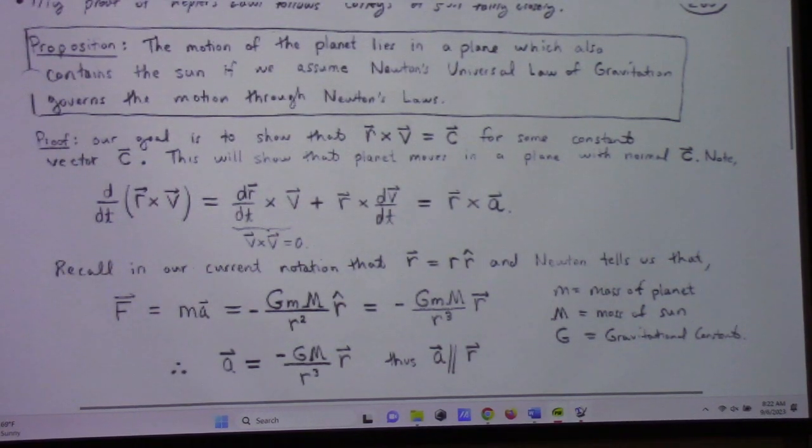Anyway, the motion of the planet lies in a plane which also contains the sun if we assume Newton's universal law of gravitation, which governs the motions through Newton's laws. Let's see how that goes. So if r is the position of the planet and v is the velocity of the planet, what happens when we differentiate the cross product of the position vector and the velocity vector? Well, you guys know we've got the product rule for cross product, right? So how does that work out here?